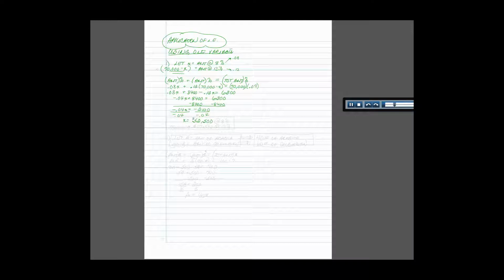52,500. Now we're going to go back to our let statement. What was x? It was the amount at 8%. So it's $52,500 at 8%. And now the 70,000 minus x, which is right here, that's the other amount, is going to give us the money she's got left over. That's going to be equal to 17,500 at 12%. So there it is done with one variable.